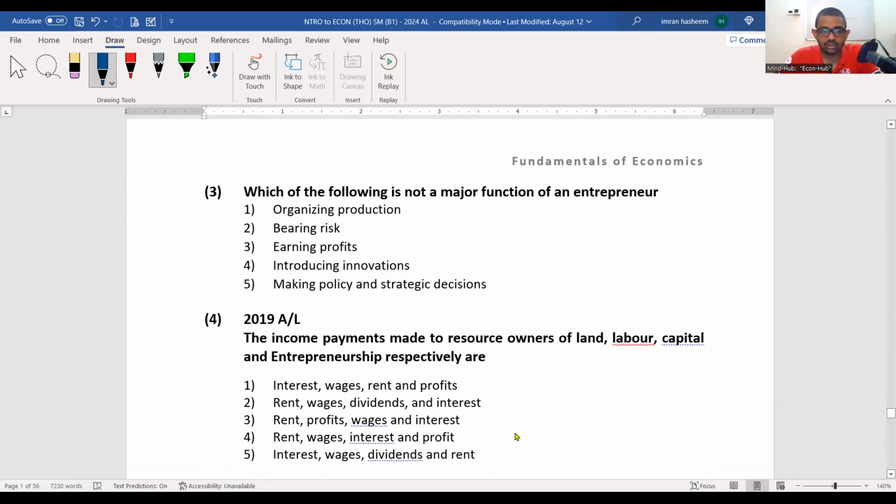Then the MCQ questions. Which of the following is not a major function of an entrepreneur? What do you guys want to do? Can we discuss them now and finish this off? Or do you want to attempt them and discuss them next week? I think we can finish it off now. It's better. Few more minutes we will need. Shall we do that?